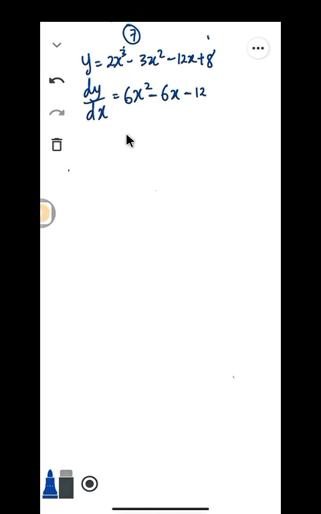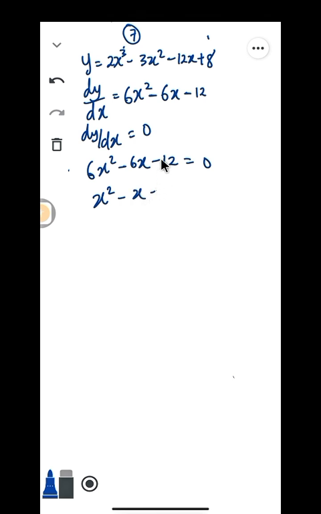Now the next thing we want to do is look for the critical values of x. To do this, we have to set dy/dx equal to 0. That means this entire thing here will be equal to 0. So we have 6x squared minus 6x minus 12 equal to 0. We can go ahead to factorize this, but first we can simply divide all through by 6 to make it simpler. So if I divide all through by 6, I should have x squared minus x minus 2 equal to 0.